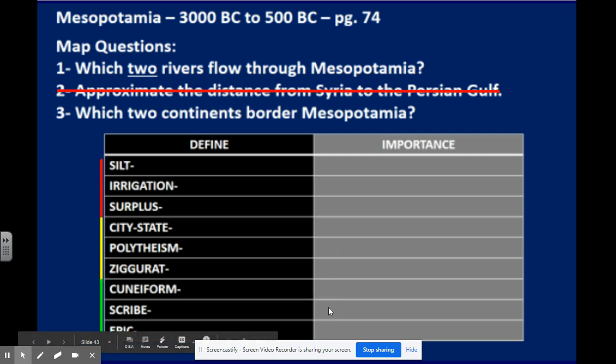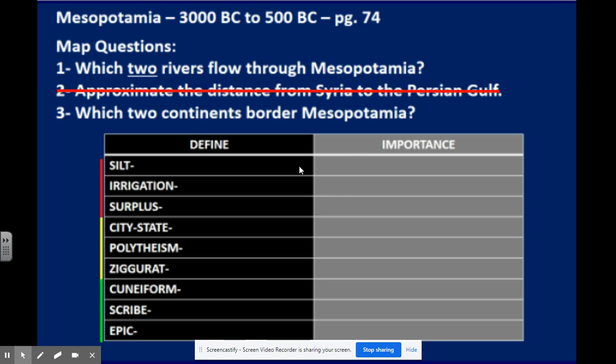So for the writing things, obviously you would want to know what the importance is for the people who are going to read it, or the type of writing they were going to use. Things like polytheism is kind of difficult, okay, but an importance of polytheism obviously has something to do with religion. But even these ones at the very top, I want to know an importance or why that would be important.